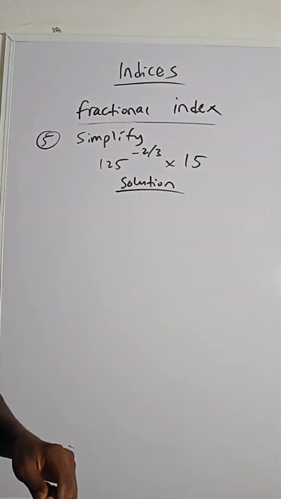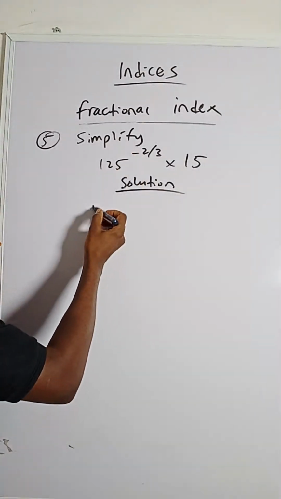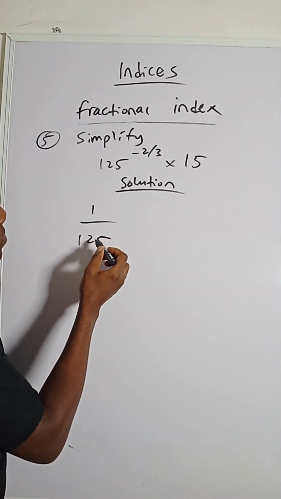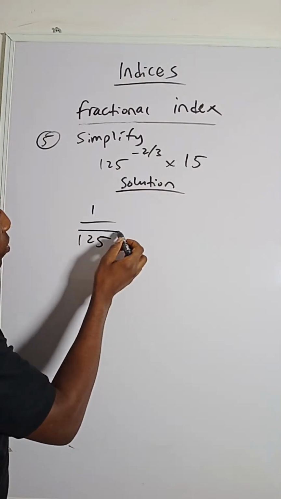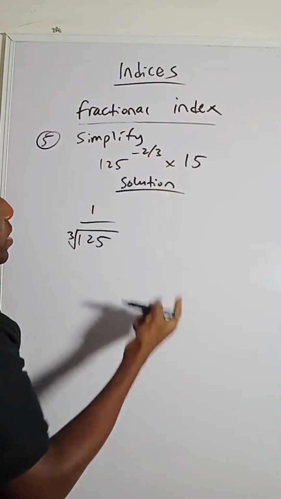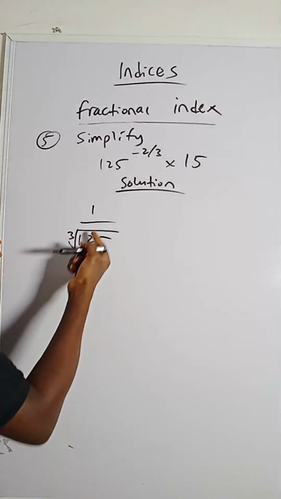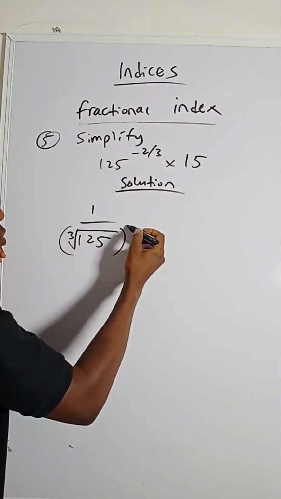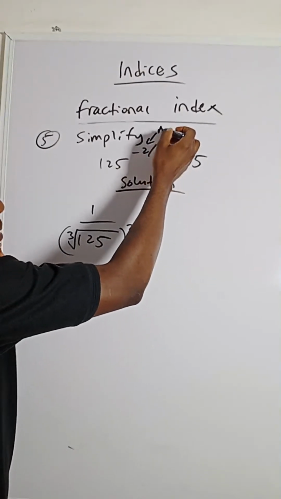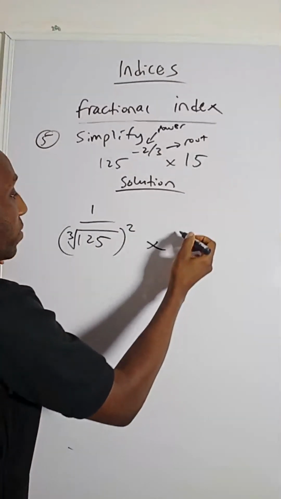So 125, see, because you have this negative sign, it's going to be 1/125. The cube root of what? 125. The cube root, because the fractional index has a denominator of 3. So the cube root of 125 all the way to the power of what? 2. Where is it coming from? The numerator here. That's the power, and this is the what? Root. Is that okay? So times 15.